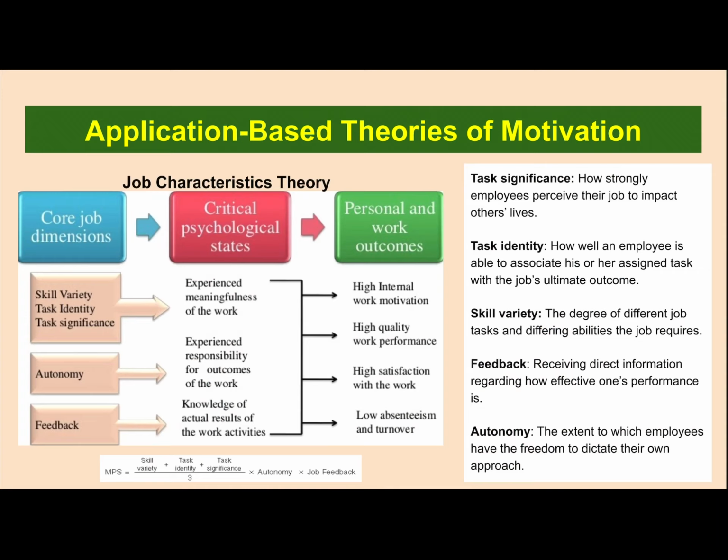Under the blue side, we have core job dimensions, which involve skill variety, task identity, task significance, autonomy, and feedback. I'll talk about what those actually mean in a minute, but all of those job dimensions lead to the critical psychological states: meaningfulness, responsibility, and knowledge of your results of what's going on. And together, those all lead to high motivation, high performance, high satisfaction, and low absenteeism and low turnover, right?